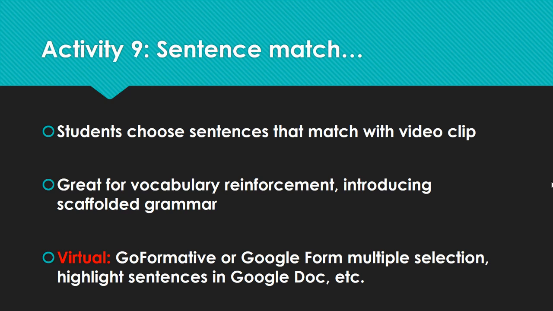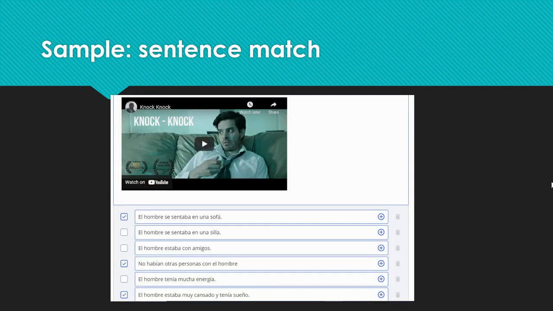Again, as a virtual tie-in, this works great in your digital methods like GoFormative, Google Form Multiple Selection, where you can then have a list of sentences and students have to choose the ones that make the most sense with the video. You can have them highlight sentences on a document, and again, it works very well in person as well, depending upon how you want students to be sharing their information with you. So here's just a screenshot from GoFormative. Again, the multiple selection option, which is part of the paid membership of GoFormative.